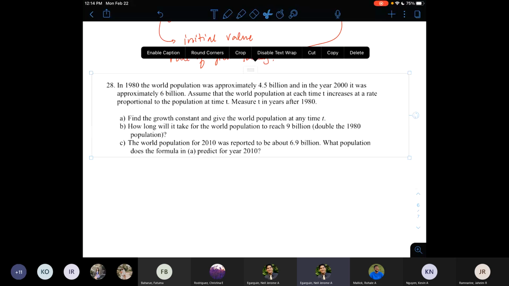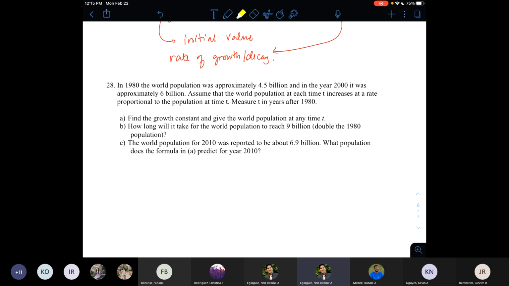Okay, this problem tells us that in 1980, the world population was approximately 4.5 billion, and in the year 2000, it was approximately 6 billion. And assume that the world population at each time t increases at a rate proportional to the population at time t. Measure t in years after 1980, and then there are 3 separate problems here.